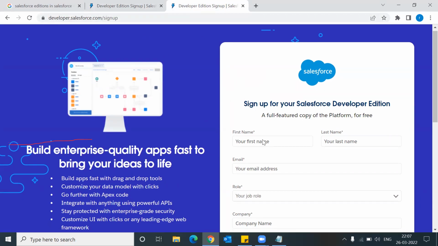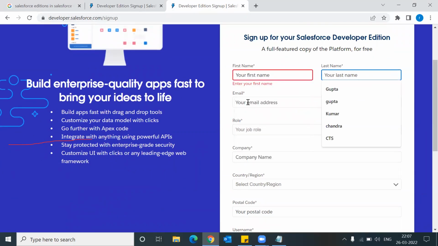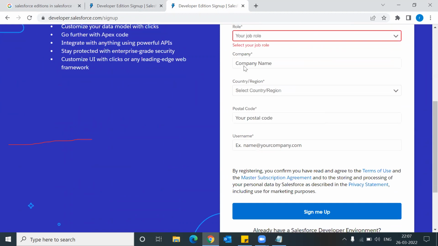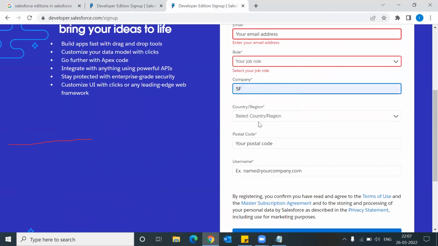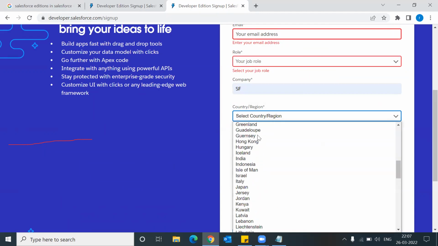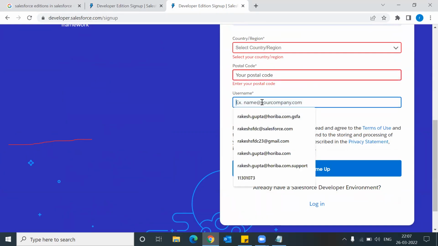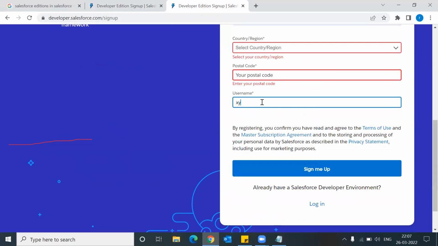If you create here, fill in the information: first name, last name, email address. Role, any role you can find, you can write developer edition or anything. Company, XYZ, anything you can write. Country, whatever country you belong to. Postal code, whatever you want. Username, any username. Suppose xyz@salesforce.com, this is fine, but the username must be in the form of @ and .com.